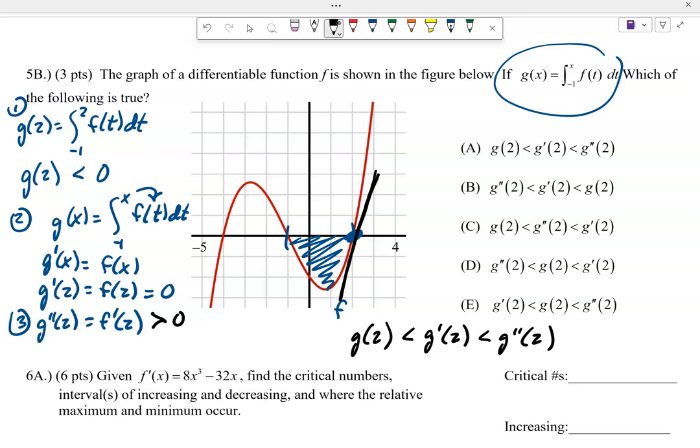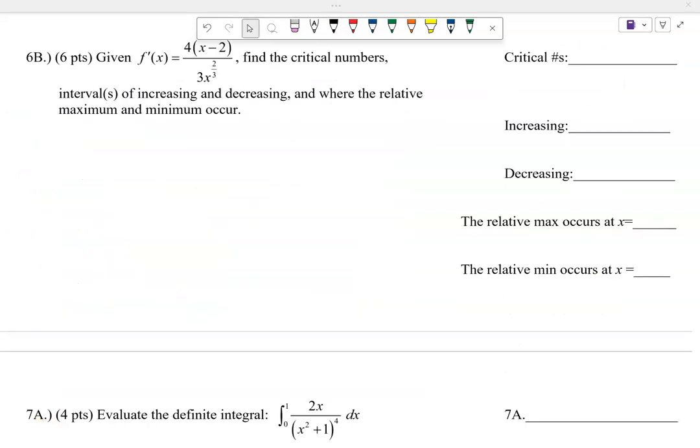So it looks like that would be A right there. All right, given the derivative. Now, notice I'm not giving you the function. We're given the derivative. We already have the derivative, right? And so we're trying to find the critical numbers. So I'm like, oh, thank you for already finding the derivative for me. Let's find the critical numbers.